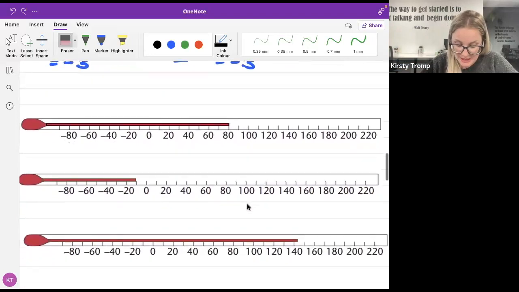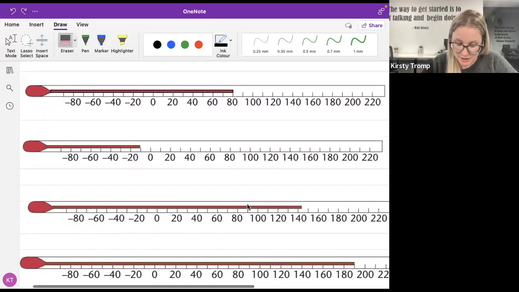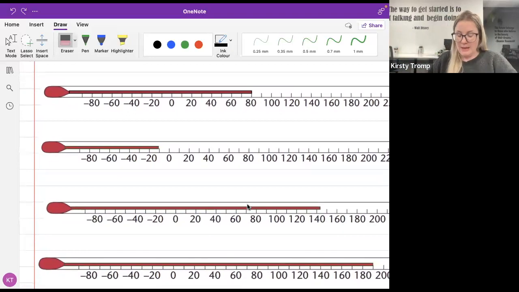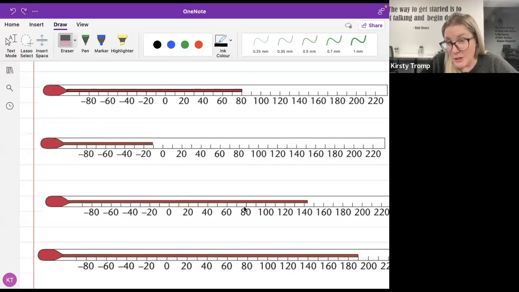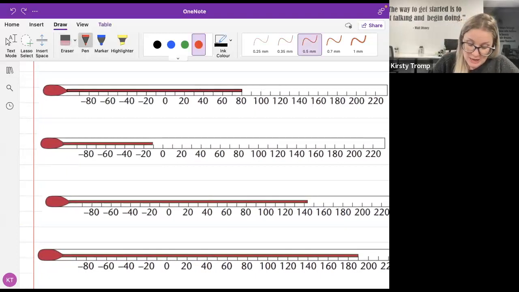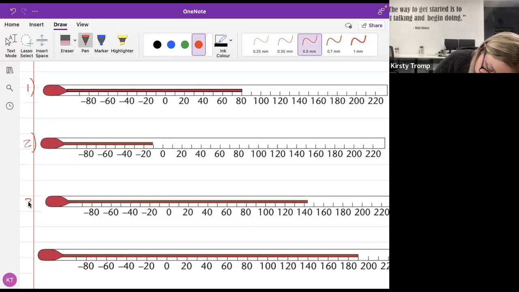So if we're looking at the thermometers that I have here on the screen for you, in grade 7, we are expected to be able to read temperatures off of a thermometer. So we're expected to be able to record and read temperatures off of a thermometer. So I'm going to go ahead and number these very quickly. This is number 1, number 2, number 3, and number 4.